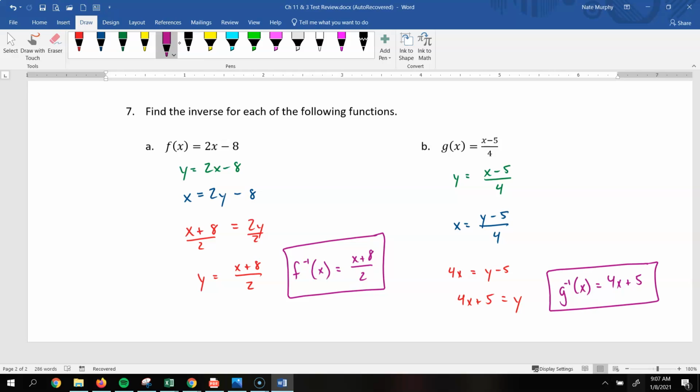And that's it. So hopefully that helps you understand how to do this stuff that we covered in Chapter 3, from these 4 parts in Chapter 3. And if you know this material, you are ready for the test.